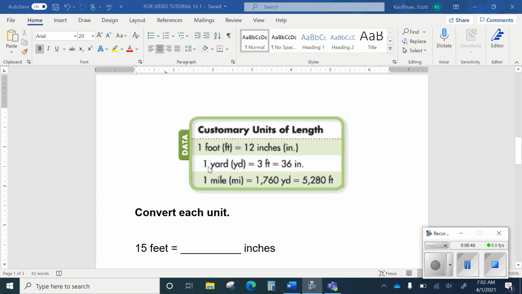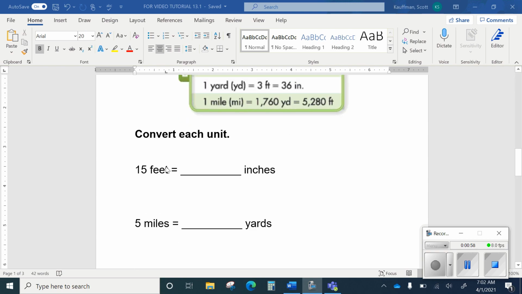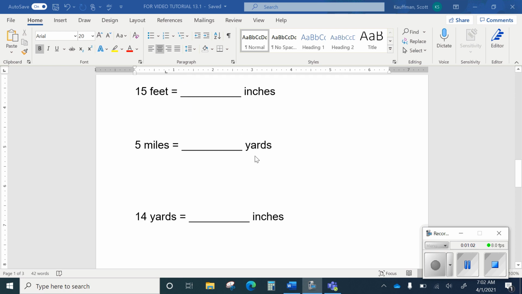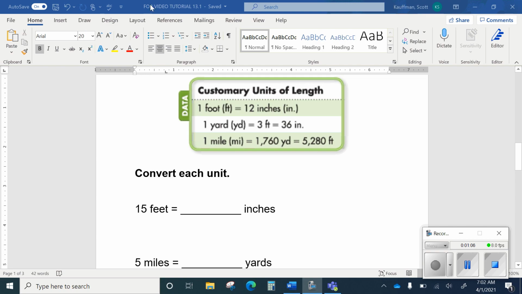In this tutorial today, we're going to use that same customary units of length chart for USA measurements of how long things are. And we're going to do that to find, or what we call convert, a measurement that we're given into some other measurement. Okay, so hopefully this will help you out.